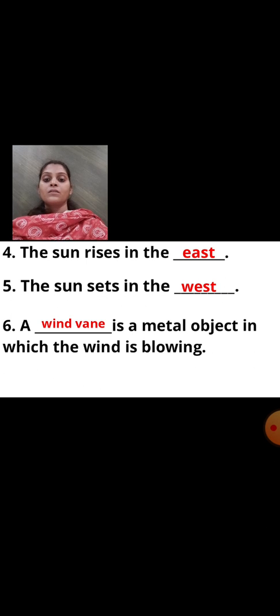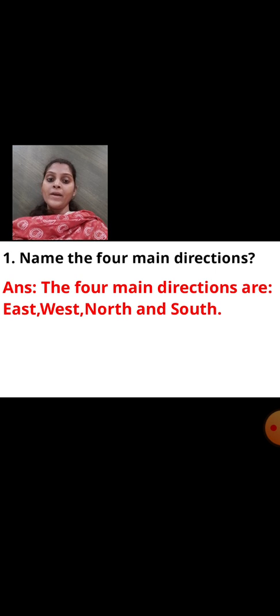Now the next question is: answer the following questions. Let's begin. First question: Name the four main directions. Which are the four main directions? But how will you write the answer for this? The four main directions are east, west, north and south. Repeat after me: The four main directions are east, west, north and south.